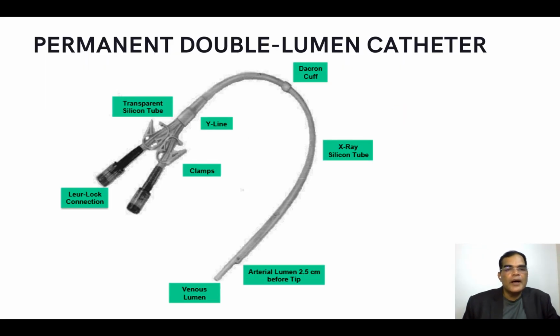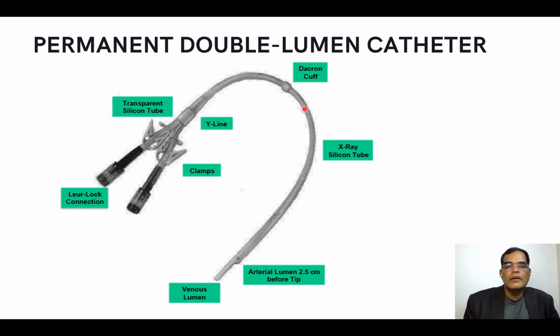If you come to the permanent double lumen catheters, the so-called permcath, this is supposed to last for months or years, whereas the placement techniques are quite different. It requires a lot of skill, a kind of surgical procedure has to be adapted to do this. And the structure is more or less the same. You will have a Luer lock connection at the periphery, with clamps, and you will see the entire silicone tubing.